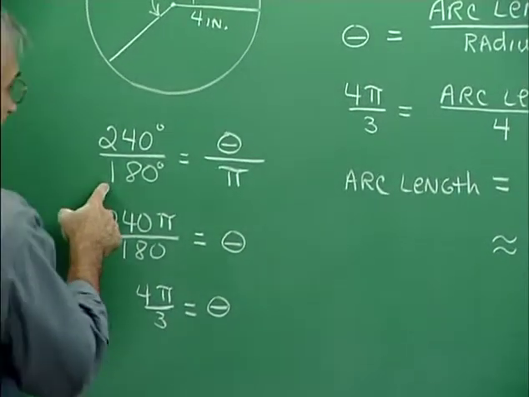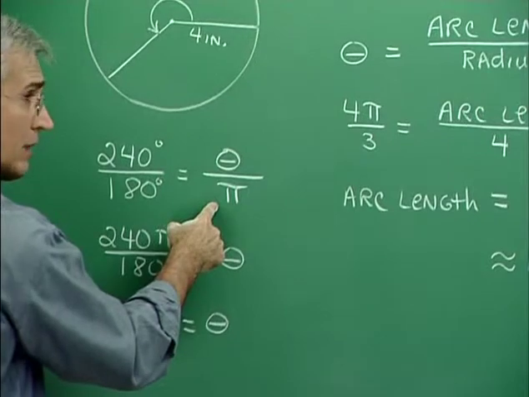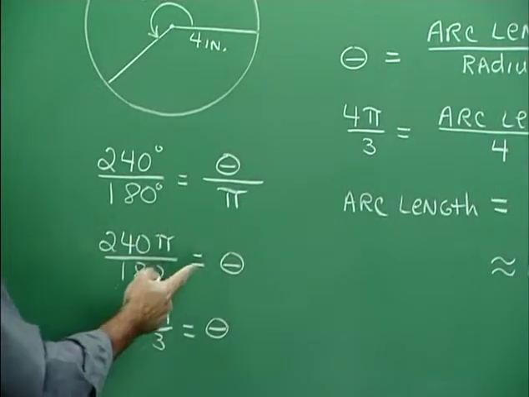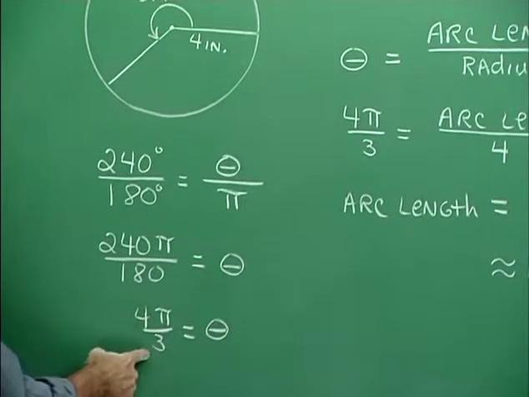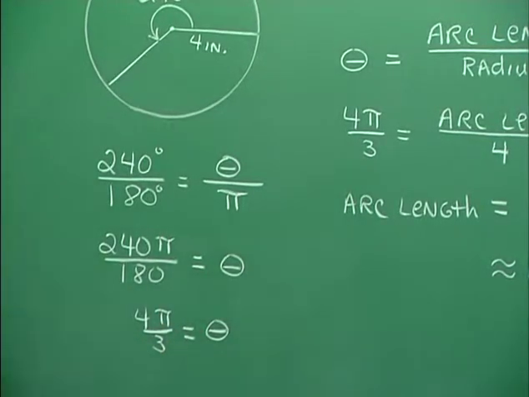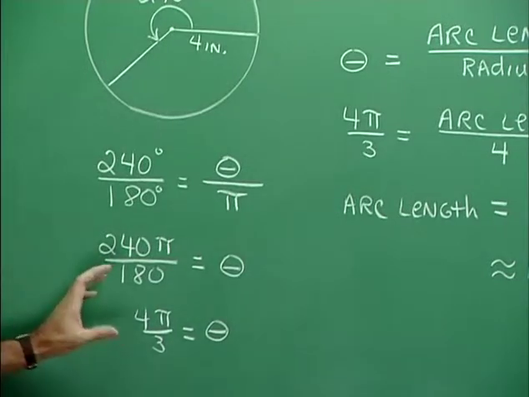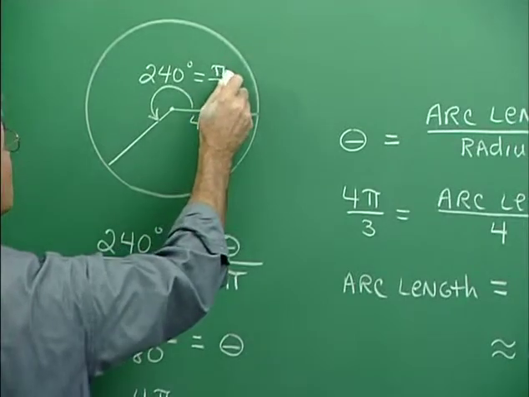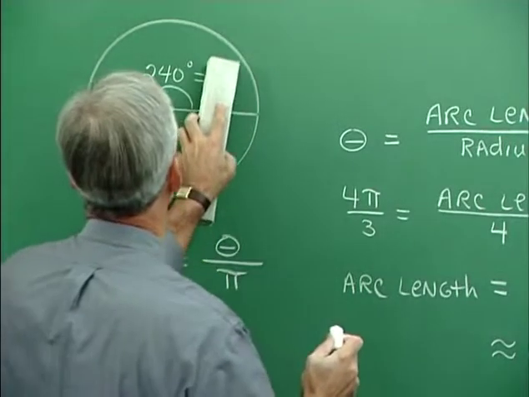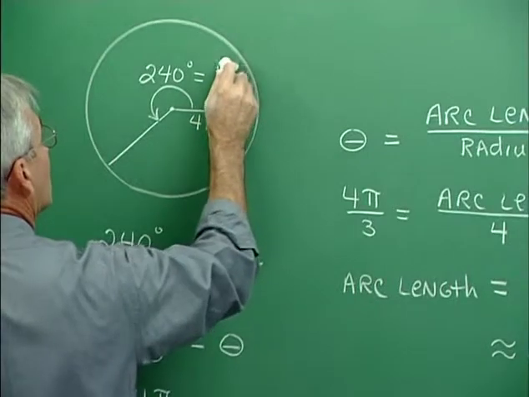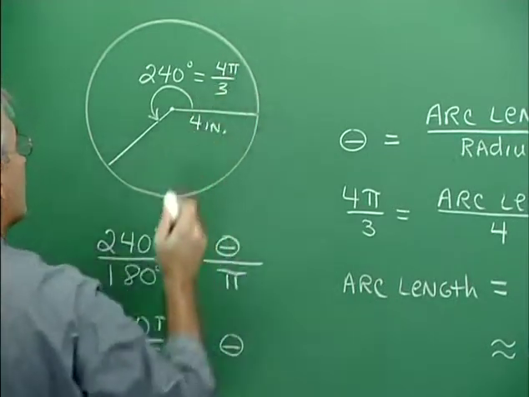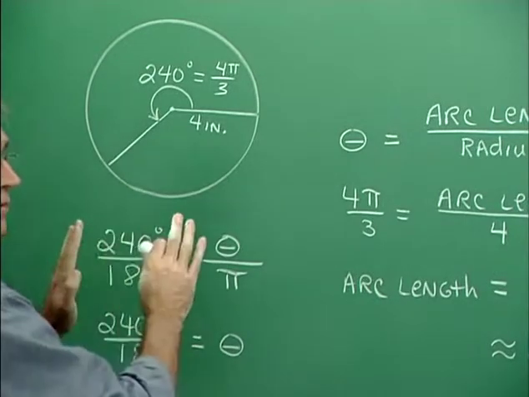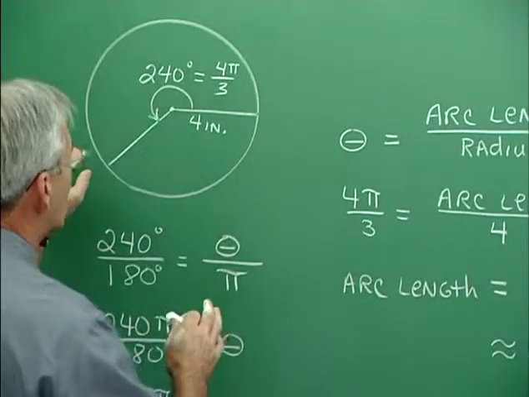240 degrees corresponds with 180 in the same way as theta corresponds with pi. Multiply by pi on both sides, and we have 240 pi over 180. Reducing a little bit, we find theta to be 4 pi over 3. Now this is some number of radians. Now that we have the angle in radians, I can emphasize that up here, I can say that this is 4 pi over 3 in radians.